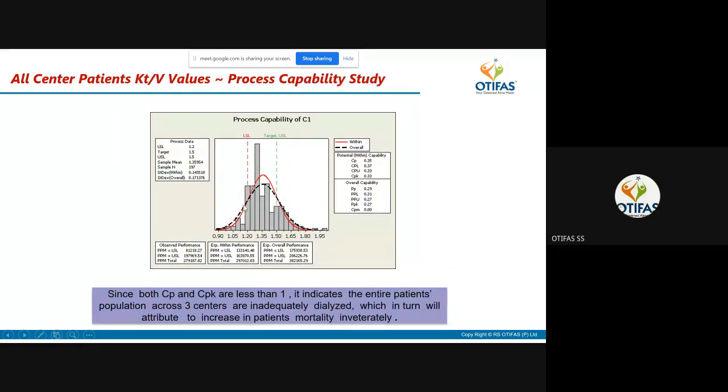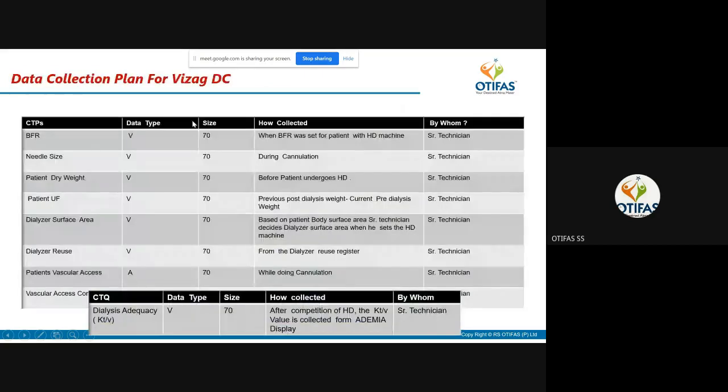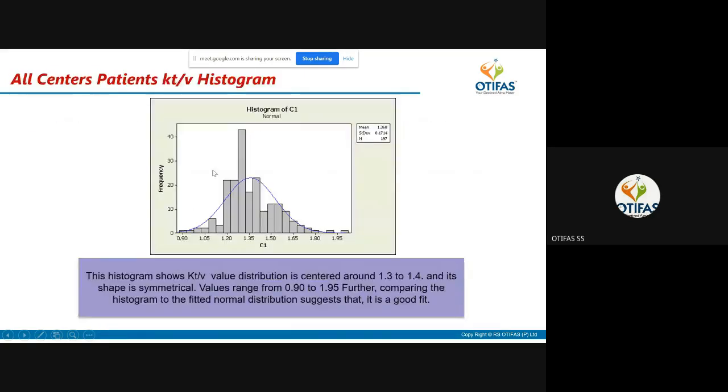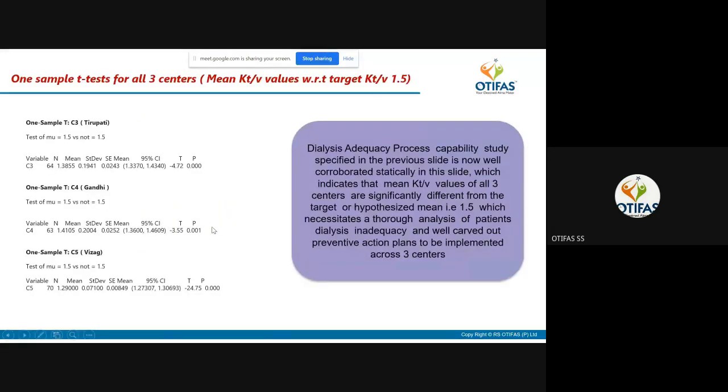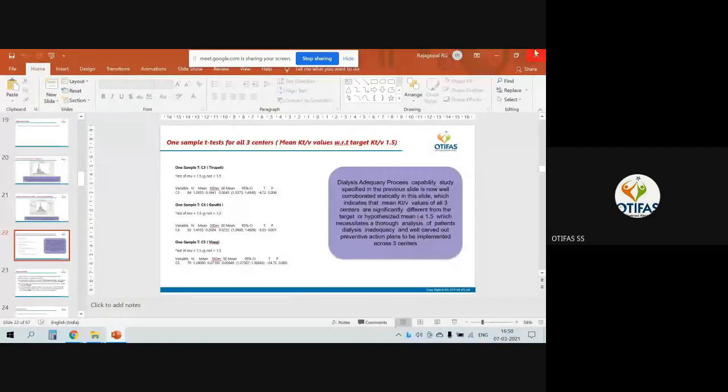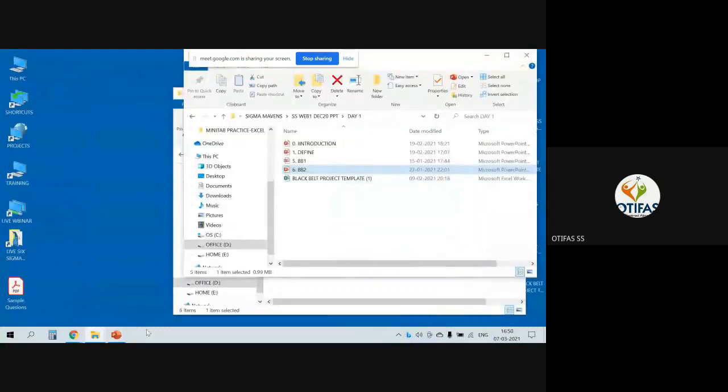These are my targets and how much is going away from them. So all these things will be done later. But we need to collect data. First is the data collection plan, and then once you get the data, put that data into Minitab and analyze it. Okay, clear? Right. Now let's go back to the theory.